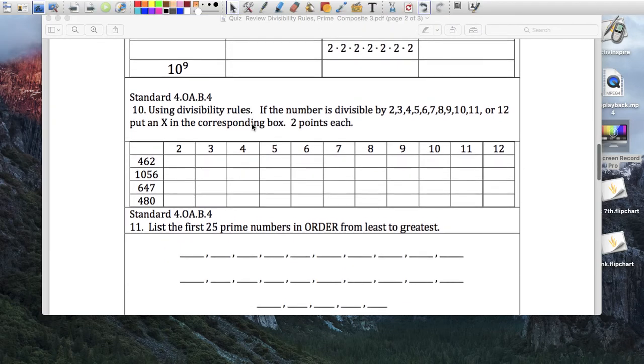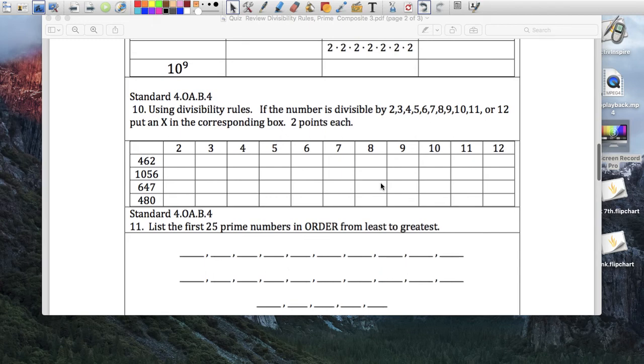Ooh, this one is a little more complicated. Use divisibility rules. If the number is divisible by 2, 3, 4, 5, 6, 7, 8, 9, 10, 11, 12, put an X. All right, so 462, is it divisible by 2? Yes. Is it divisible by 3? Yes, because it adds up to 12. Is it divisible by 4? No. By 5? No. By 6? Does it work for 2 and 3? Yes. If it works for 2 and 3, it works for 6.